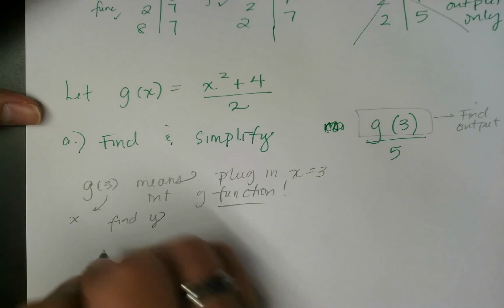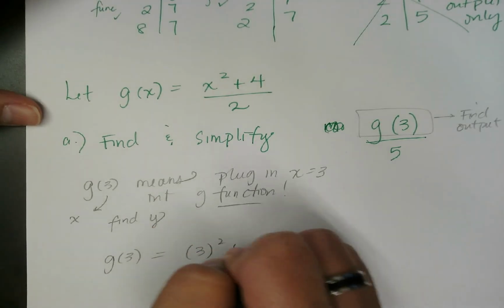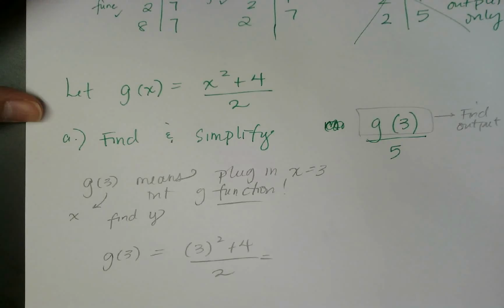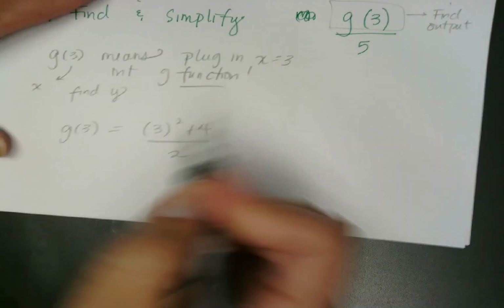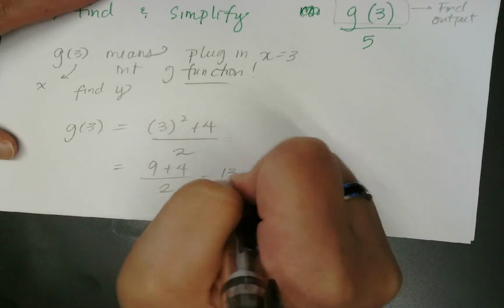Okay. Alright, so I'm going to go do that. I'm going to plug in 3. I get 3 squared plus 4 over 2, wherever I see the x. That equals 9 plus 4 over 2, which equals 13 over 2.